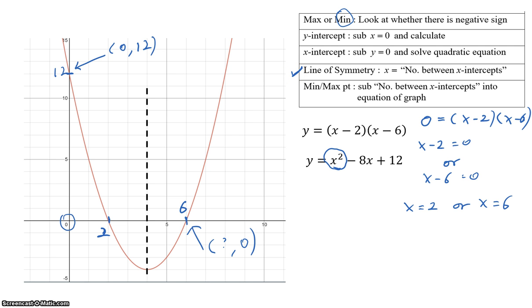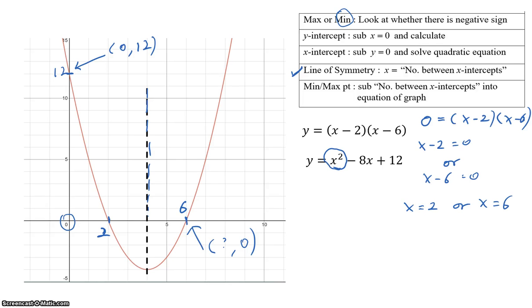A line of symmetry is the line that cuts the graph exactly into half. So this dotted line over here, you can see that this blue dotted line is the line of symmetry. If you actually fold this graph, so from here you fold over to here, the two halves will be exactly the same. That's one of the most important properties of a quadratic graph.